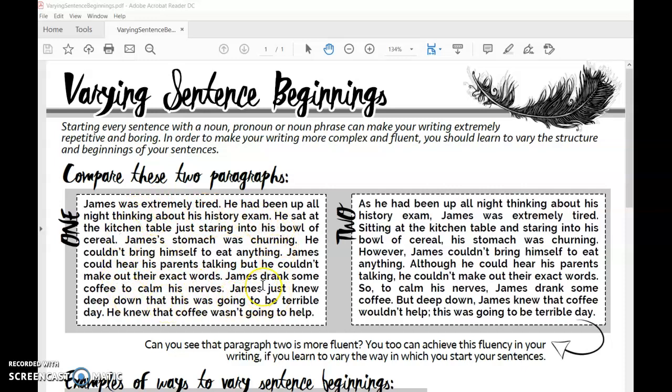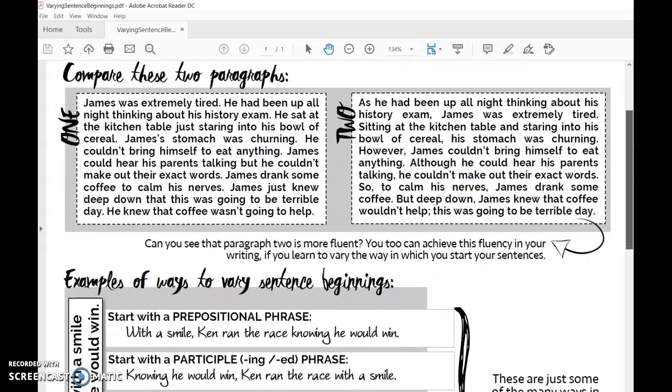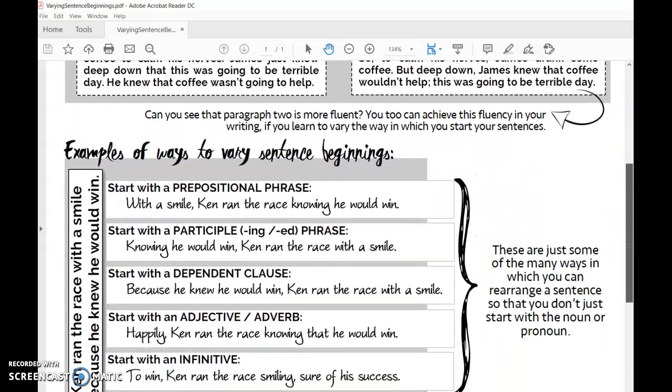Okay, so on your own you could read these two paragraphs. This one on the left, paragraph 1, is very basic. All the sentences start the same way with a noun or pronoun. Okay, so 2 varies it, and it helps the flow and it helps everything blend together better. Okay, so the second one is more fluent. So you are graded on fluency.